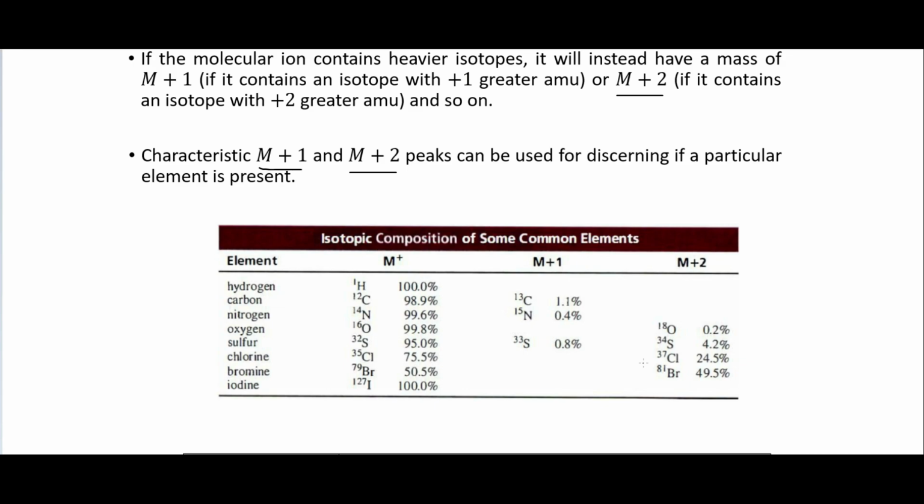And so ones that are used quite often are these, because these isotopes right here are quite abundant, and so their M+2 peaks can be seen fairly easily, as well as these sulfur peaks right here are used quite often for determining whether sulfur is present.